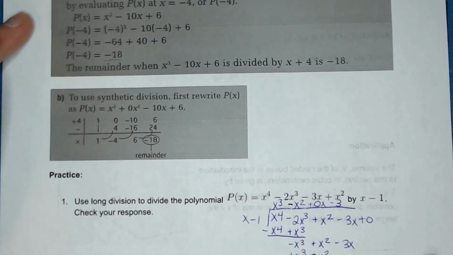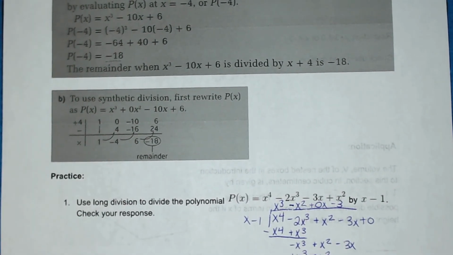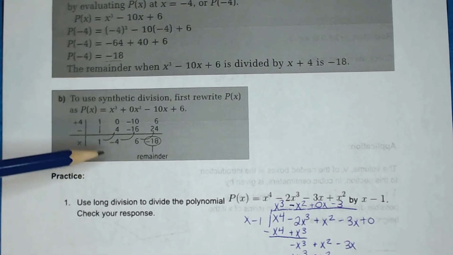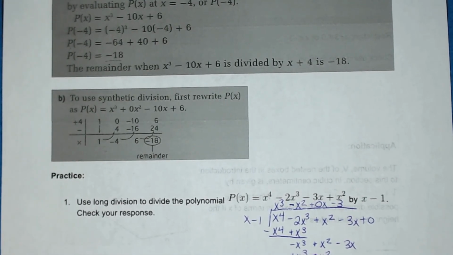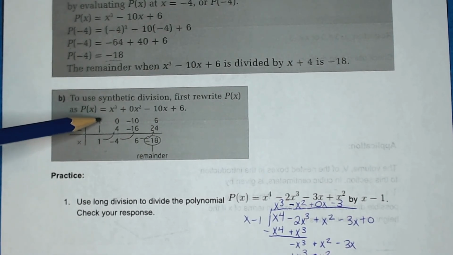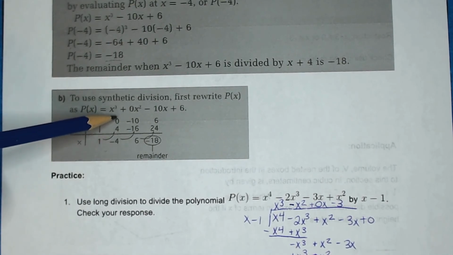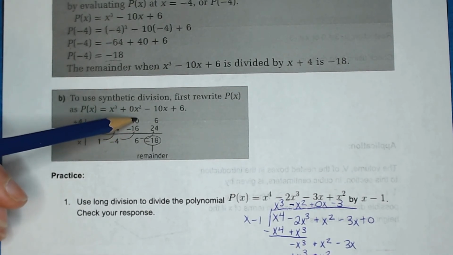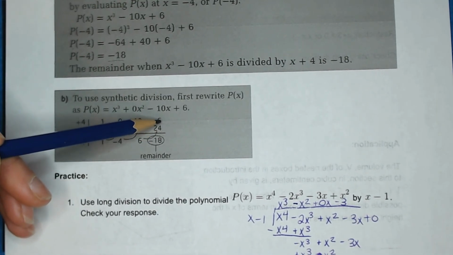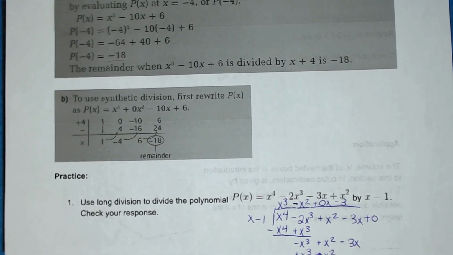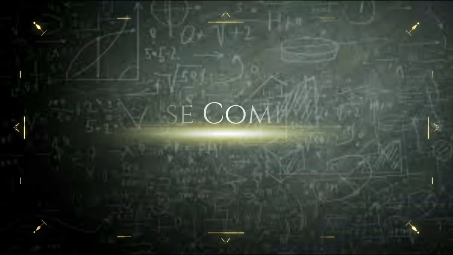Now what you can do is use synthetic division to solve this as well, and you should get the same answer no matter which method you do, and you can also use this as a check for each other. So using the synthetic division, you of course drop the 1 down, multiply, subtract, multiply, subtract, multiply, subtract, and we get that exact same remainder of negative 18.